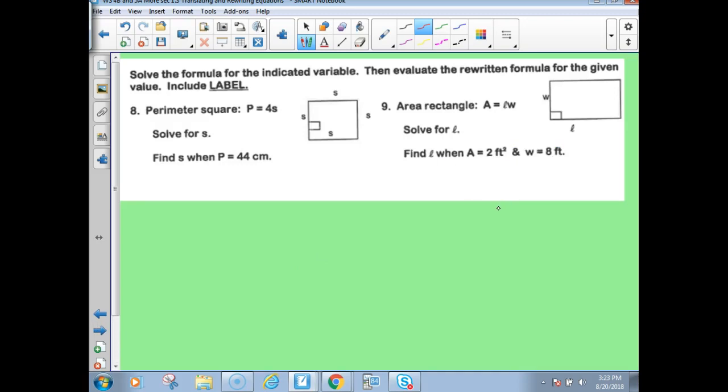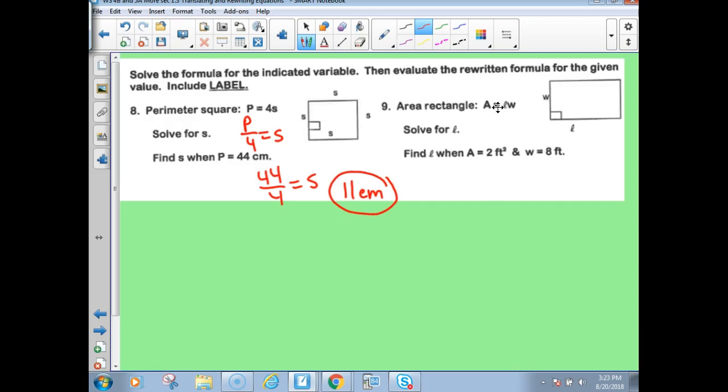Solve the formula for the indicated variable, then evaluate the rewritten formula for the given value, include a label. P equals 4s, solve for s, so that'd be p divided by 4. If p is 44, it's just 44 divided by 4 for the length of a side, and that would be 11 centimeters.